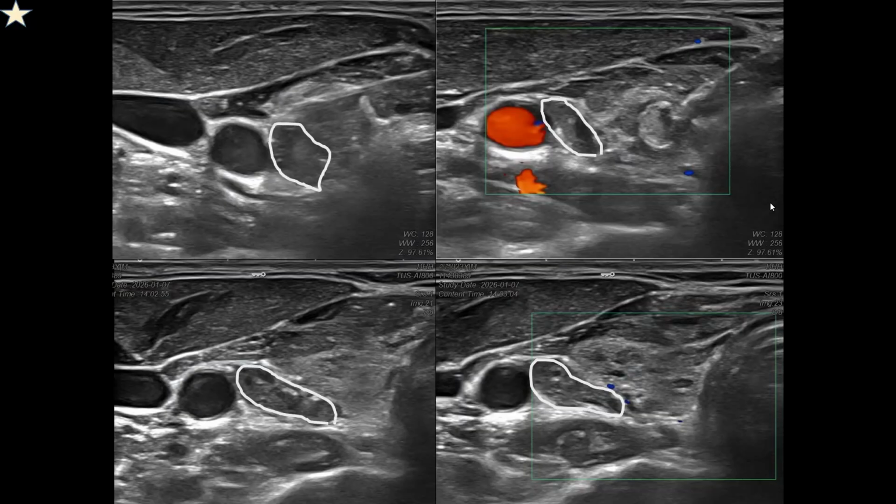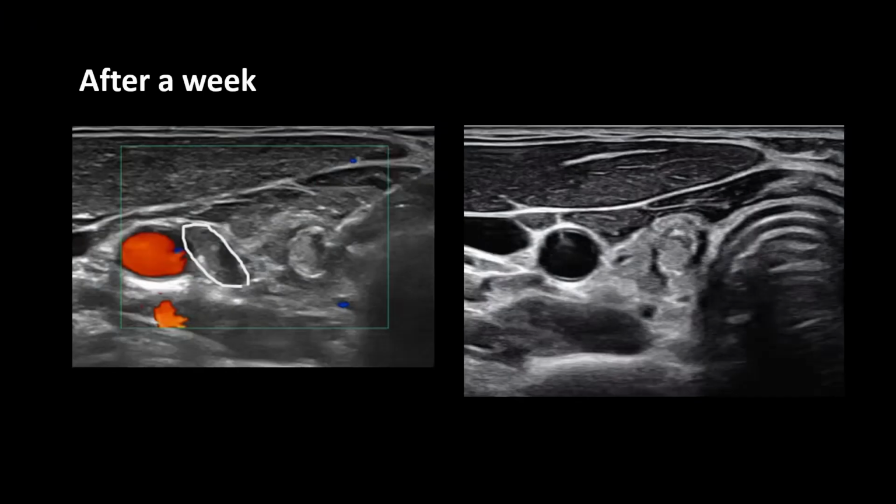In subsequent images, hemorrhage is still visible. 1 week later, on follow-up examination at our institution, the hemorrhage is no longer seen.